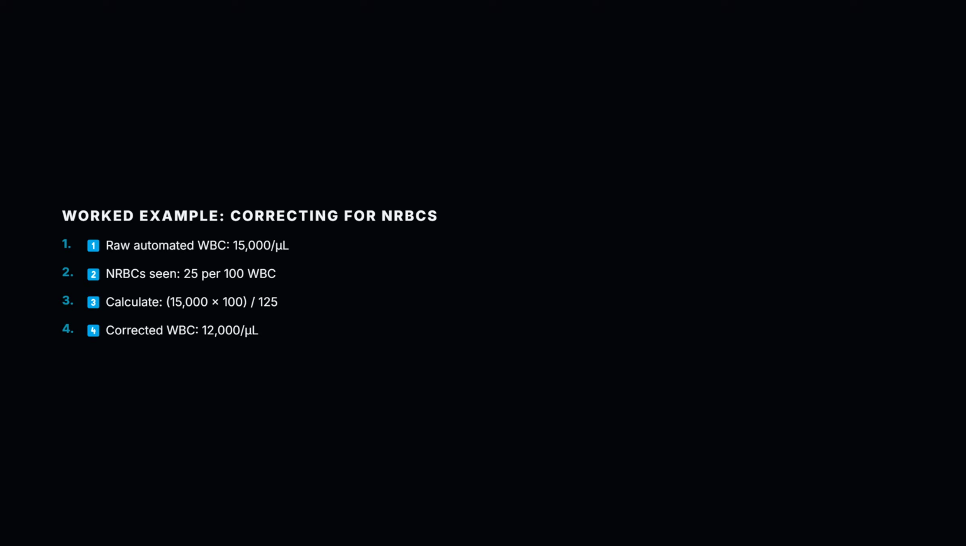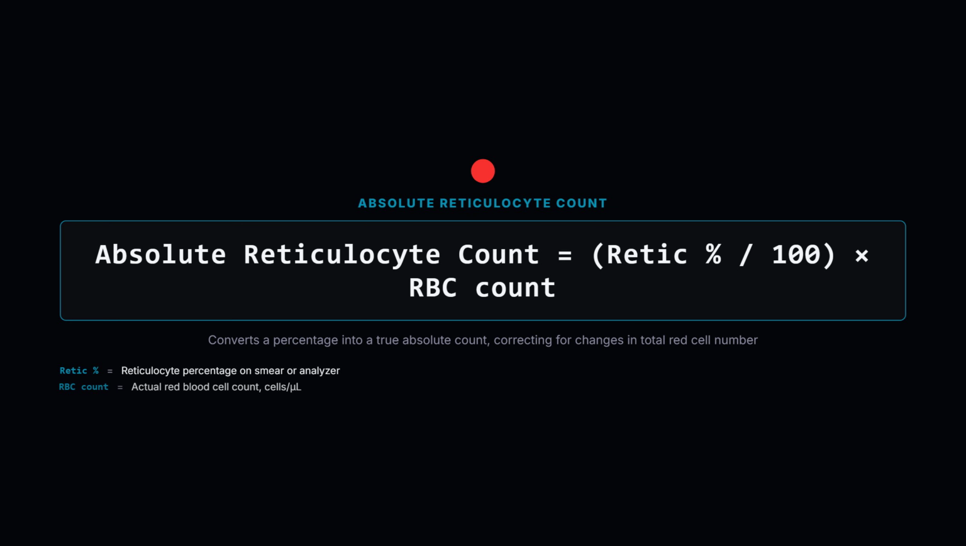Worked example. An automated count reads 15,000 white cells, with 25 nucleated red cells seen per 100 white cells on the differential. Corrected WBC equals 15,000 times 100, divided by 125, exactly 12,000, a full 20% lower than the raw count. The second correction. Reticulocyte percentage alone is misleading in anemia because a shrinking total red cell pool can make the percentage look falsely reassuring.